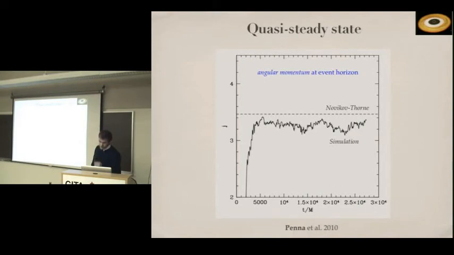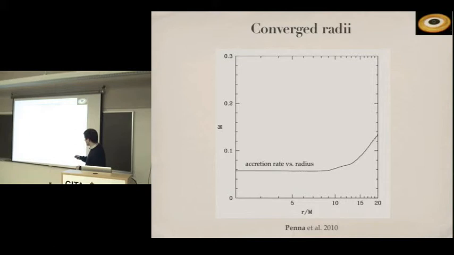So another interesting plot to look at is this one. This is accretion rate versus radius. And in steady state, conservation of rest mass would tell you that this thing should just be razor flat, because rest mass is conserved. And it's really nice and razor flat, but only out to about 10 gravitational radii.